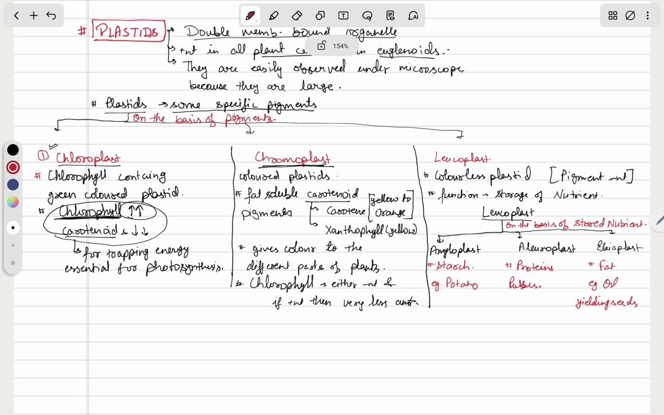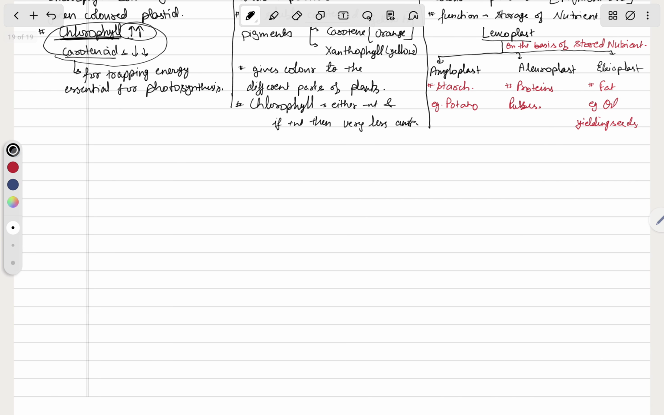These are types of plastid which are present in plants. Now we'll discuss one important plastid which is present in plants. That important plastid is chloroplast. First, let us discuss the structure of chloroplast.